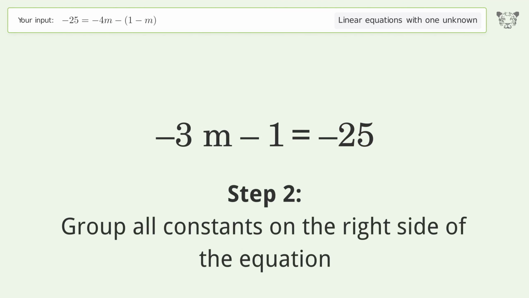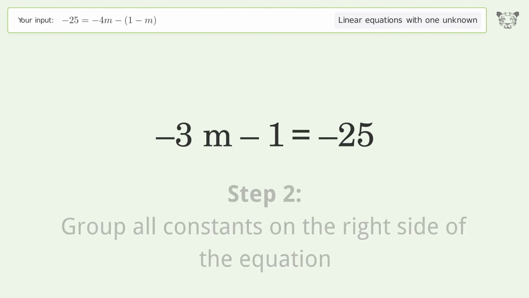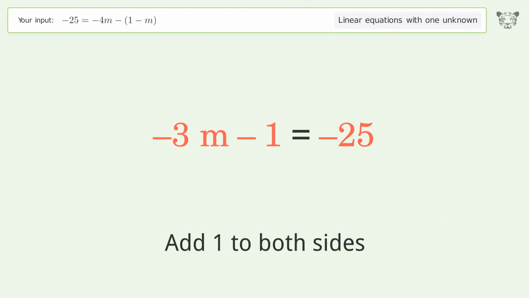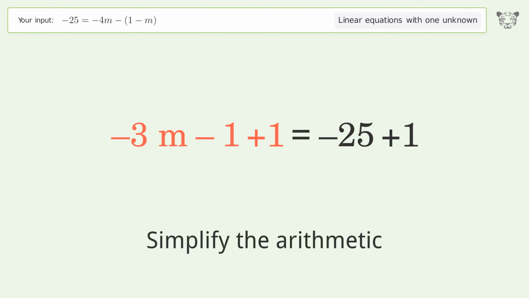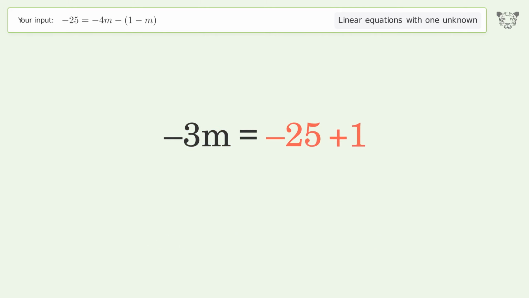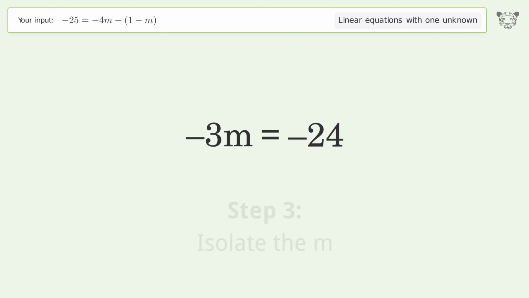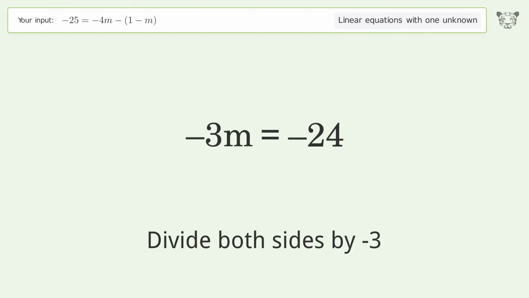Group all constants on the right side of the equation. Add 1 to both sides. Simplify the arithmetic. Isolate the m. Divide both sides by -3.